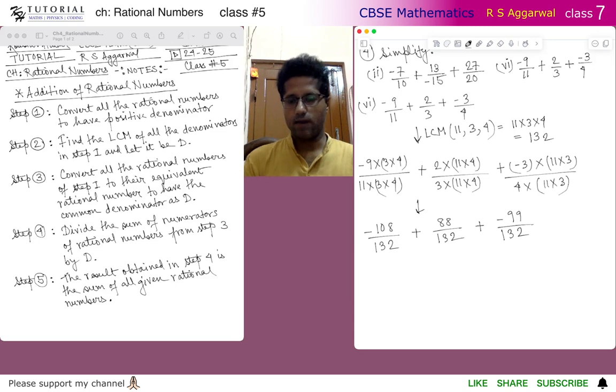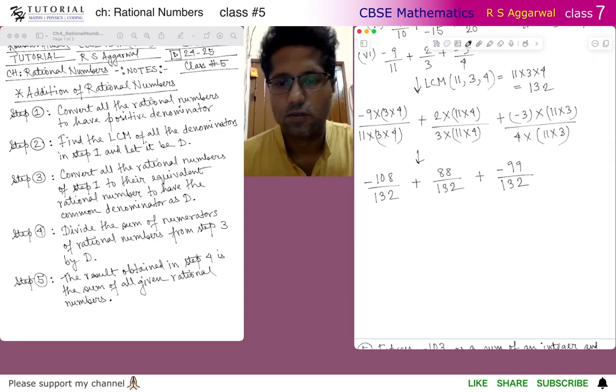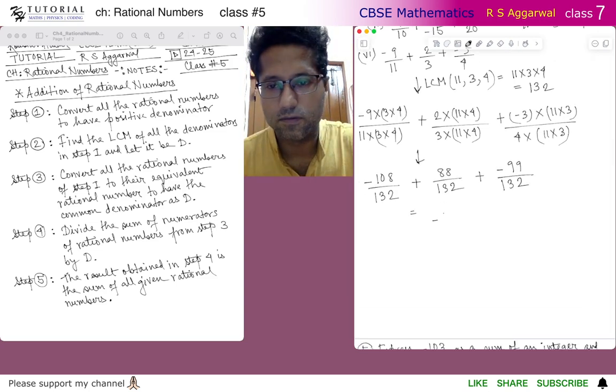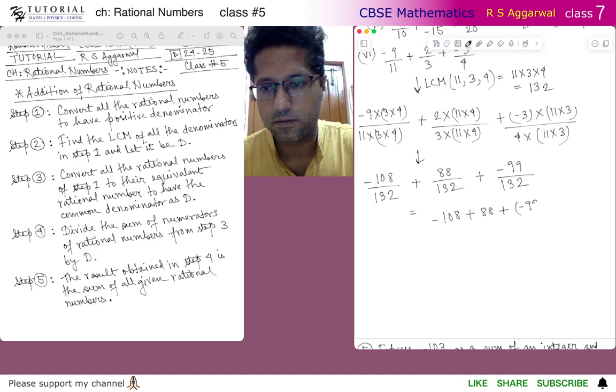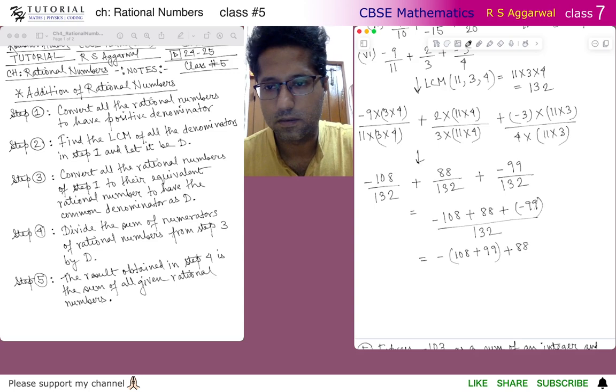We will now simply add the numerators and divide the sum of the numerators by the common denominator. So it becomes minus 108 plus 88 plus minus 99 divided by 132. This is minus 108 plus 99, 88.